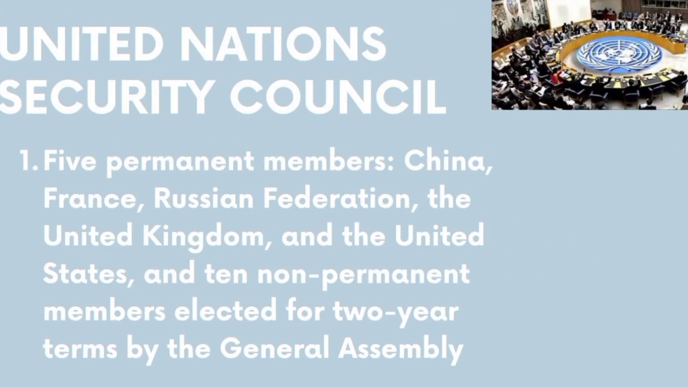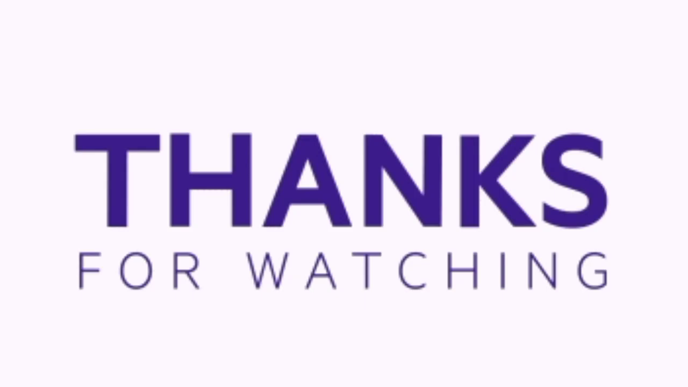Now, United Nations Security Council, we have five permanent members: China, France, Russia, United Kingdom, and then the United States. Then you have 10 non-permanent members selected for 2-year terms by the General Assembly. The General Assembly is made up of members of heads of states.